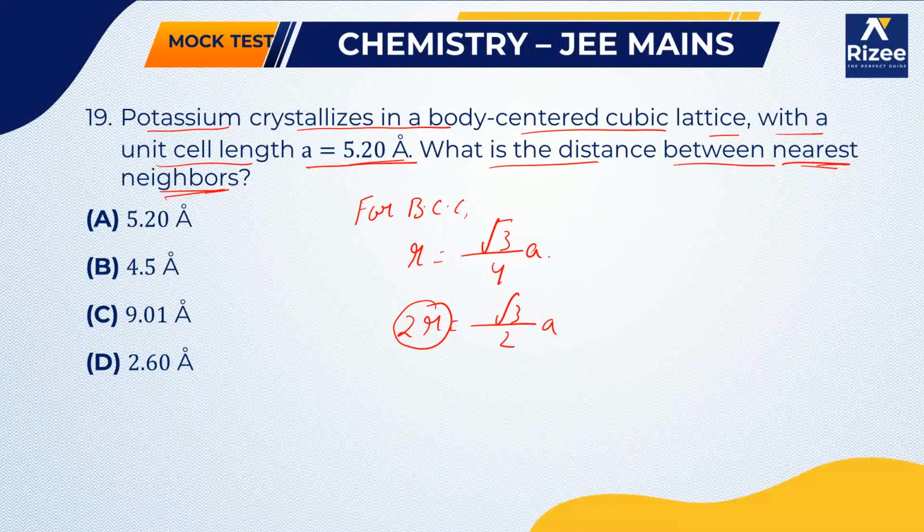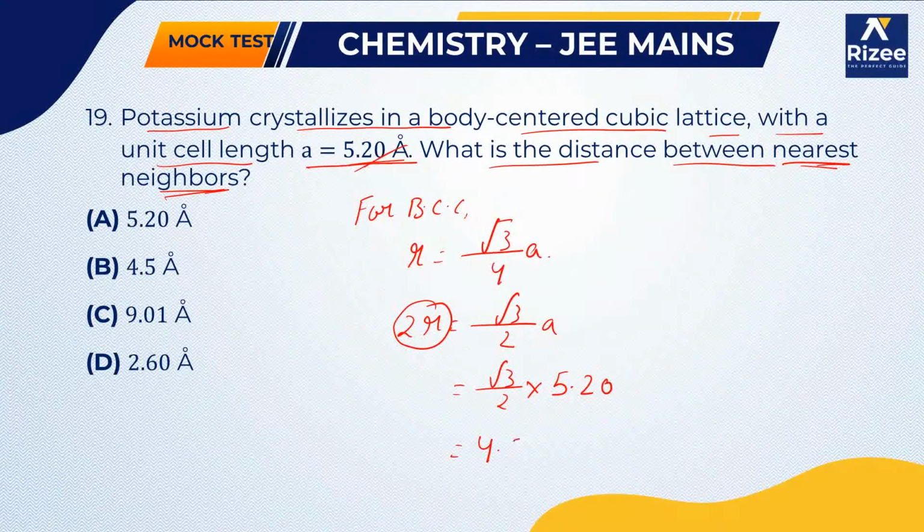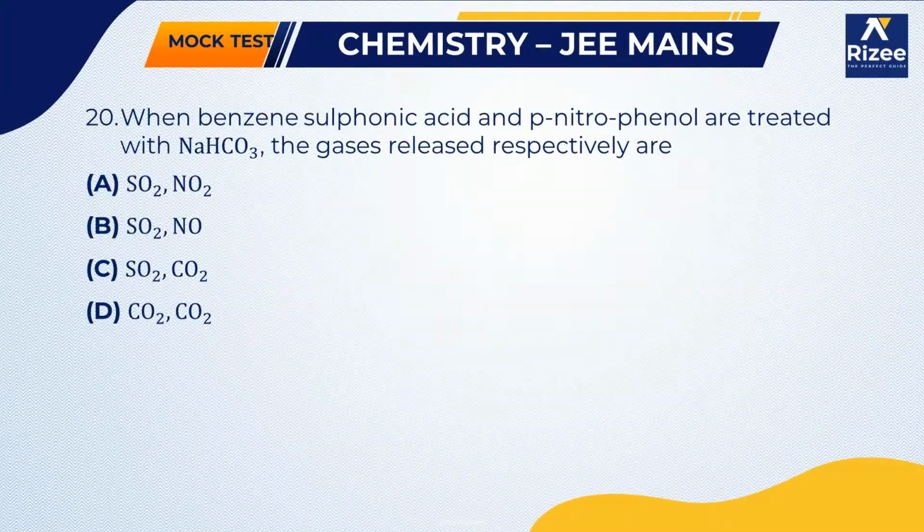So what is the value of root 3 by 2 a? Root 3 by 2 into a is given as root 3 by 2 into 5.20. After solving you will get 4.5 angstrom. So the distance between nearest neighbors will be equal to 4.5 angstroms. Okay, so this is our answer. Next question, where we are going.